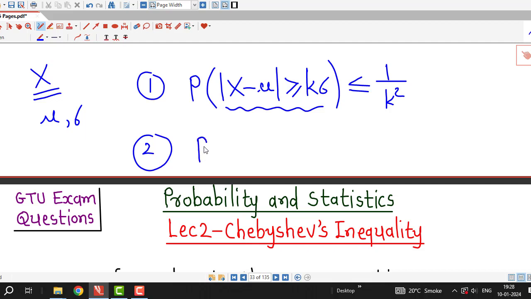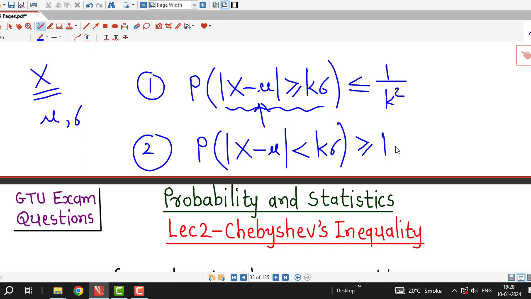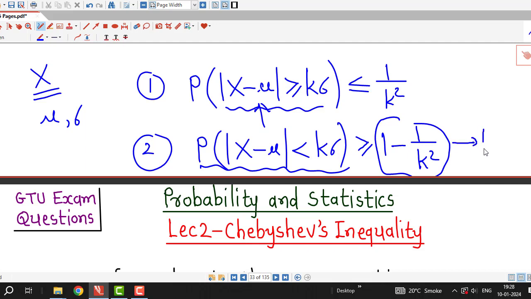And another form is the probability for the complementary event of this event, that is, the probability that |x minus mu| is less than k sigma. This probability is greater than or equal to 1 minus 1 by k square. That is the lower bound for the probability of this event: absolute value of x minus mu less than k times standard deviation sigma is greater than or equal to 1 minus 1 by k square. That is, 1 minus 1 by k square is the lower bound for the probability of this event, and 1 by k square is the upper bound for the probability of the other event.